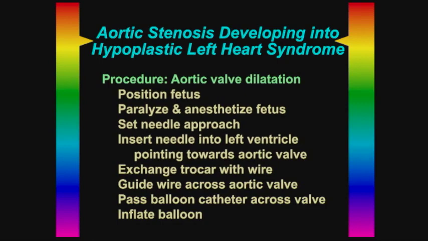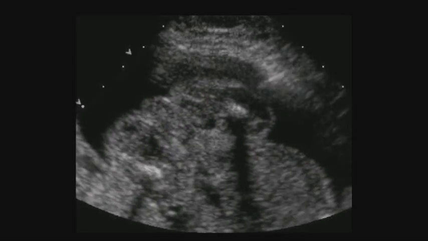We position the fetus, we paralyze the fetus, and then we put a needle into the heart, and then a wire across the valve, and then a balloon across the valve, and we blow it up. Piece of cake.